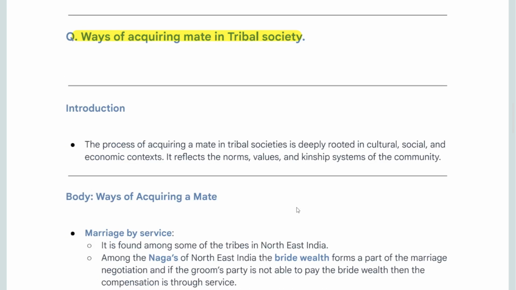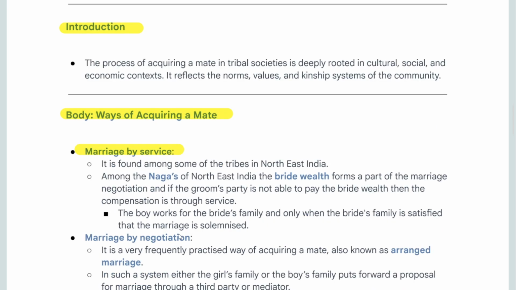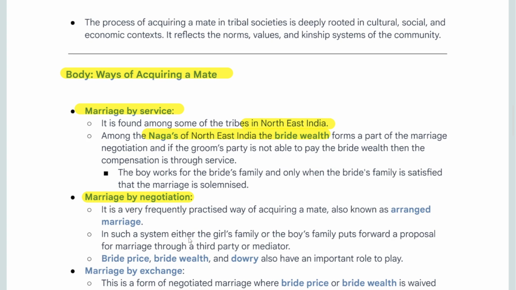Okay. First, marriage by service. Here, the groom basically works for the bride's family for a period. Instead of paying something. Often, yeah. It's compensation if you can't afford a bride wealth. Among the Nagas in Northeast India, for instance, the young man might work until the family feels he's proven his worth or paid his dues. An extended job interview almost, proving his value through work. You could see it that way.